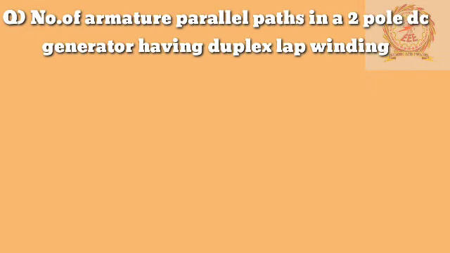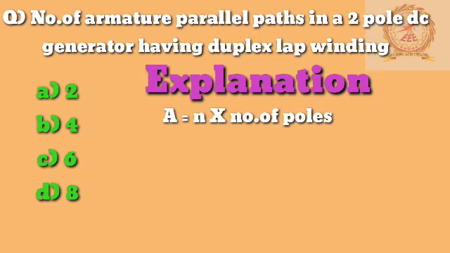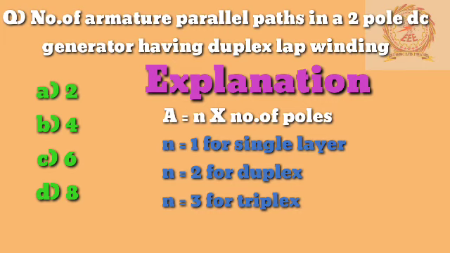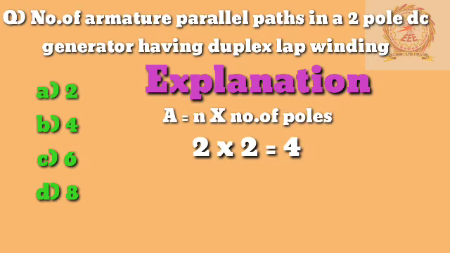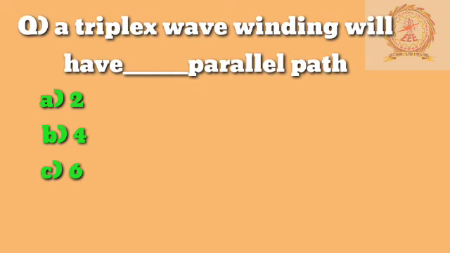Next is, number of armature parallel paths in a 2-pole DC generator having duplex lap winding. A. 2, B. 4, C. 6, D. 8. Explanation: A is equal to N into number of poles. Here N is equal to 1 for single layer, N is equal to 2 for duplex, N is equal to 3 for triplex. So the answer is 2 into 2, 4. Hence the answer is B. So next is, a triplex wave winding will have dash parallel paths. A. 2, B. 4, C. 6, D. 8. This question is for you, so kindly answer me in the comment section.